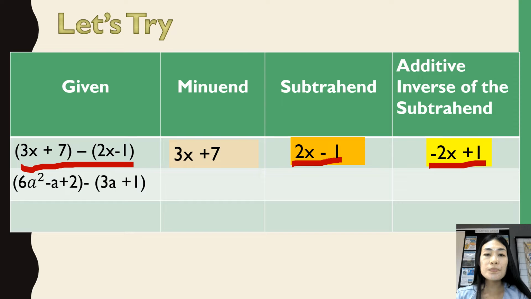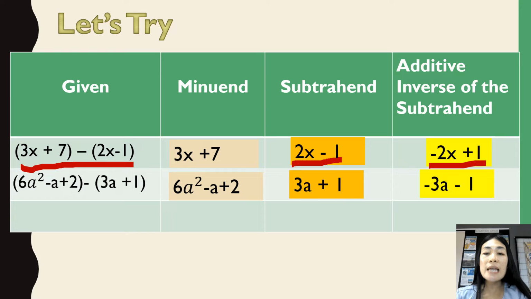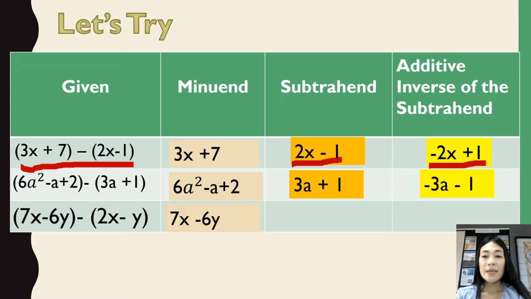Number 2. What is the minuend? That's correct. 6a squared minus a plus 2. What about the subtrahend? It's 3a plus 1. That's correct. What about the additive inverse? This is negative 3a minus 1. Example number 3. The minuend is 7x minus 6y. And the subtrahend is 2x minus y. Now, the additive inverse is negative 2x plus y. That's right.